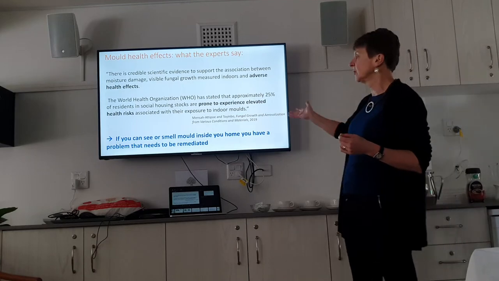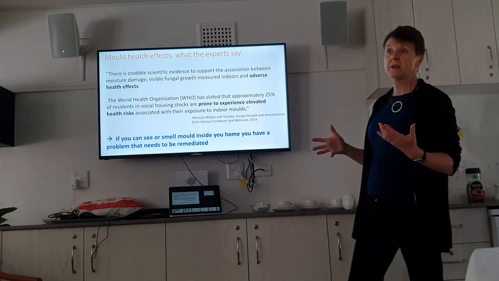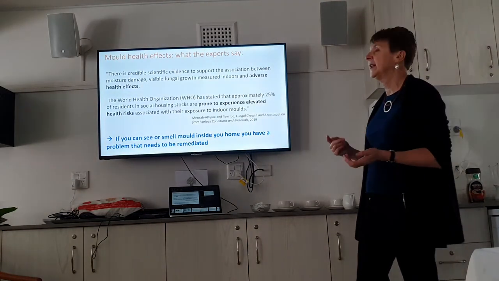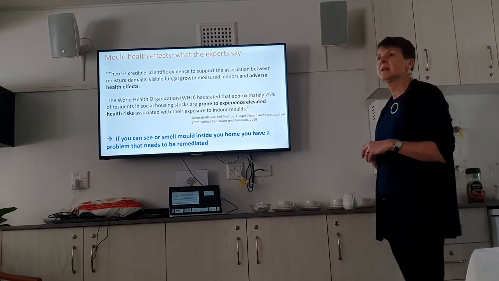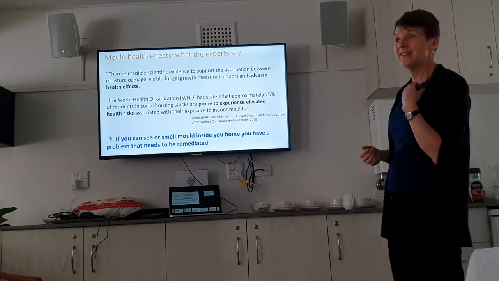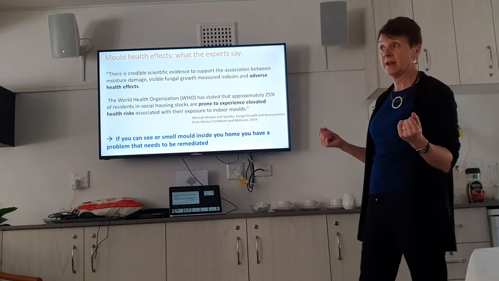And it's increased in low socioeconomic situations because of the problems of, you know, adequate maintenance, adequate ventilation, and various issues that come with social housing. But any house, my house included, if there's enough moisture, you can get molds growing in your house.